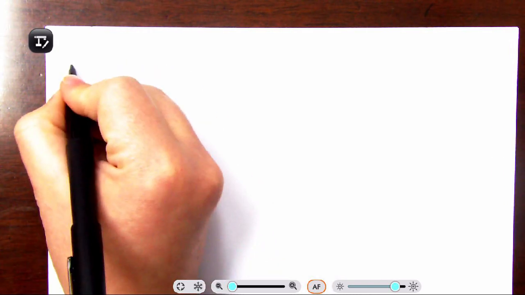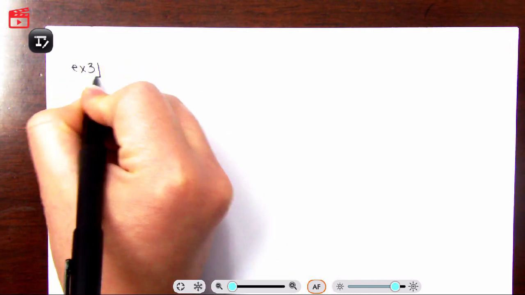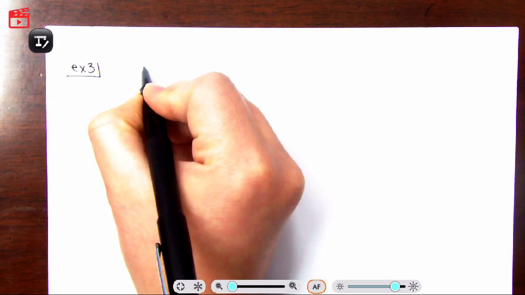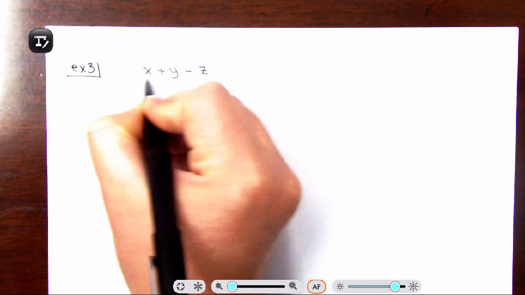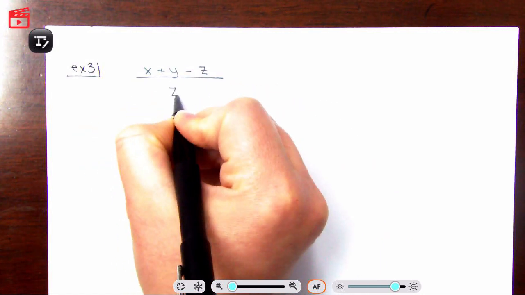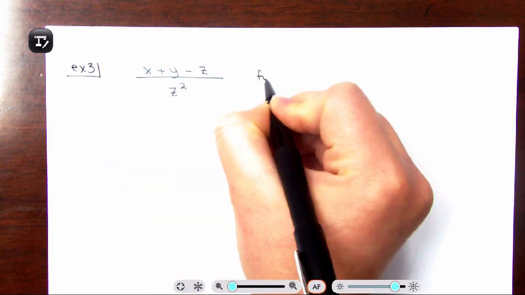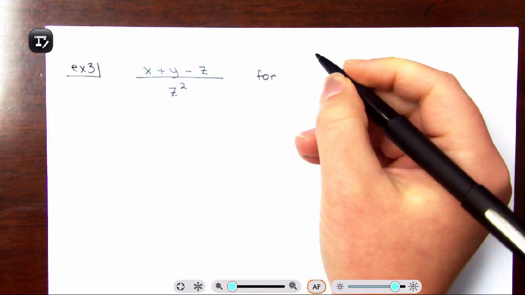And we are on example number 3. Now this one's going to be a little bit more challenging. I wanted to challenge you. (x plus y minus z), all divided by z squared. Now you're going to solve this, or evaluate it.